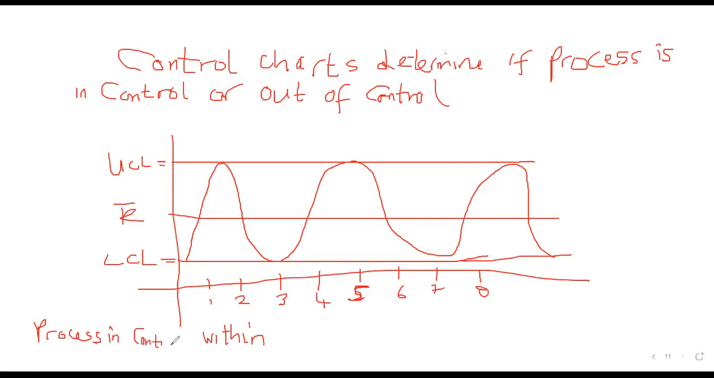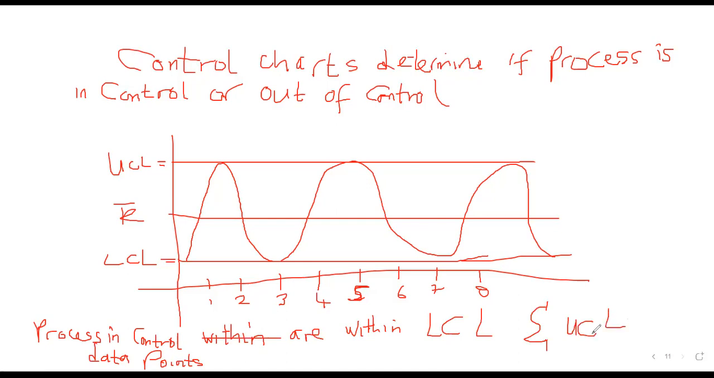So we are simply saying that the process is in control when the data points are within the lower control limit and the upper control limit.